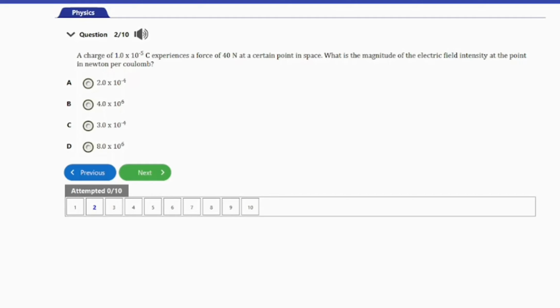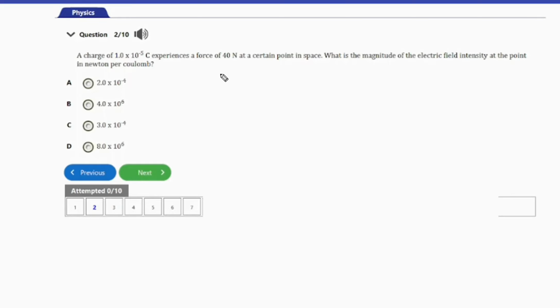That's question number 2 here. It says, a charge of 1.0 times 10 to the power of negative 5 coulombs experiences a force of 40 newtons at a certain point in space. What is the magnitude of the electric field intensity at the point in newton per coulomb? So guys, let's go ahead and solve this out together.